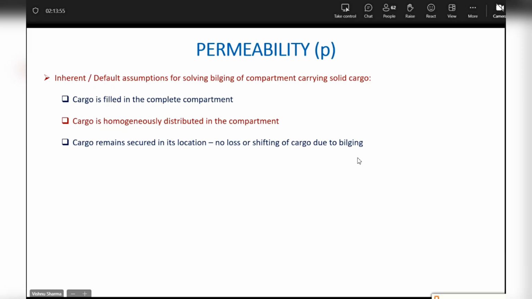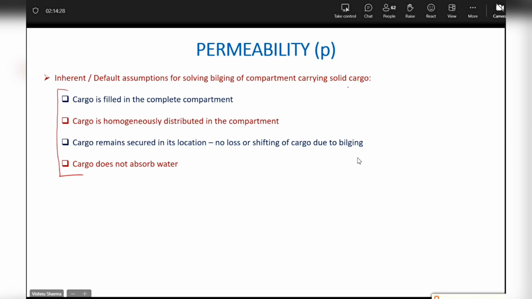Three, cargo after bilging does not shift, it remains secured to the ship. No loss or shifting of the cargo has happened due to bilging. That is again an inherent assumption when we discuss these types of problems. Four, cargo does not absorb water, because if it absorbs water, then the situation is going to be different. So again, those are the assumptions. Have you understood the inherent assumptions? When we'll be solving these questions, you should not have doubts.